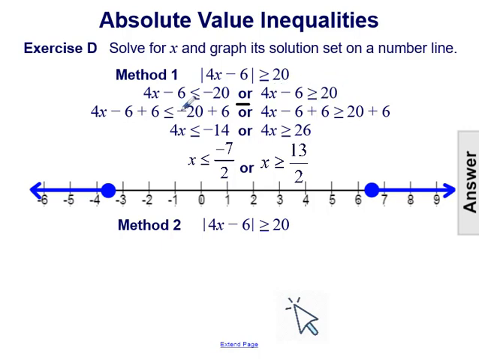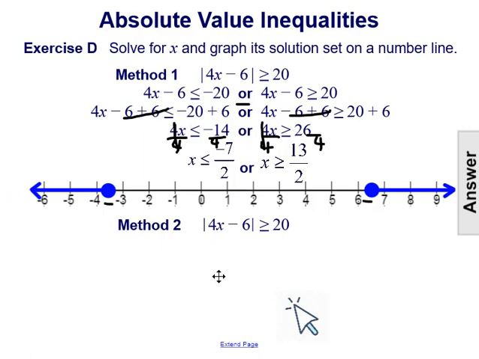We can first add 6 to both sides, and then we're dividing everything by 4, which leaves us with x is less than or equal to negative 7 over 2, or x is greater than or equal to 13 over 2. We're marking negative 7 over 2 and 13 over 2 with closed circles, and then we have our or, we have our shading in the opposite direction.